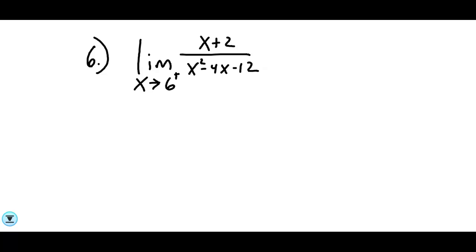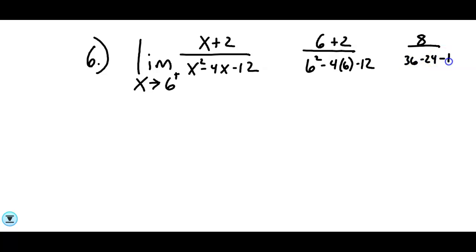Okay, so we always try direct substitution first, right? So I'm going to plug in my 6. And that's going to give me 8 over this good stuff. And what I end up with then as a result is 8 over 0. Okay, now that's undefined. So direct substitution did not work. All right, so what do we do now?